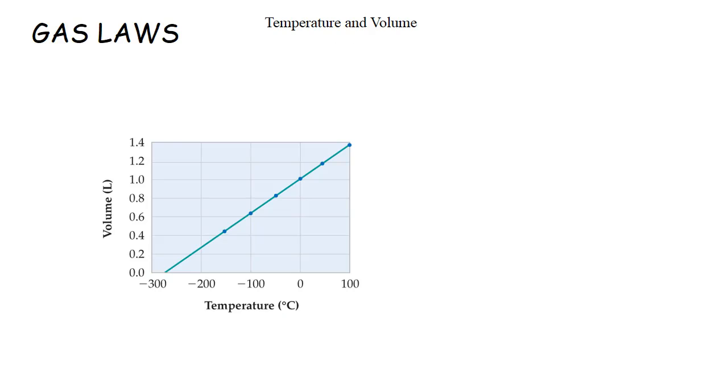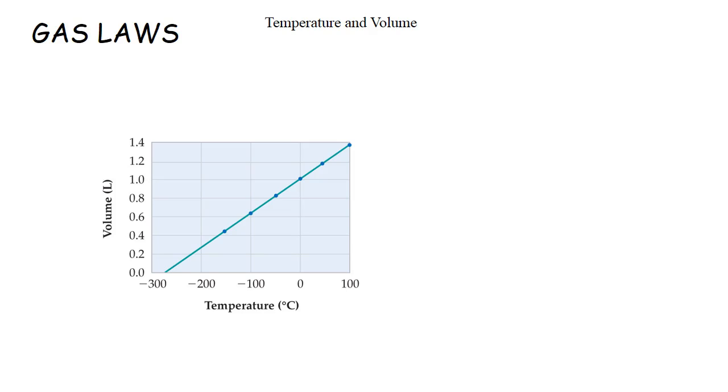We can plot this. Temperature here is our independent variable. That's what we're varying. And then volume is the dependent variable that we measure. But you could have done it the other way and you would still get the same linear graph. And so this says that volume and temperature are directly proportional to each other.